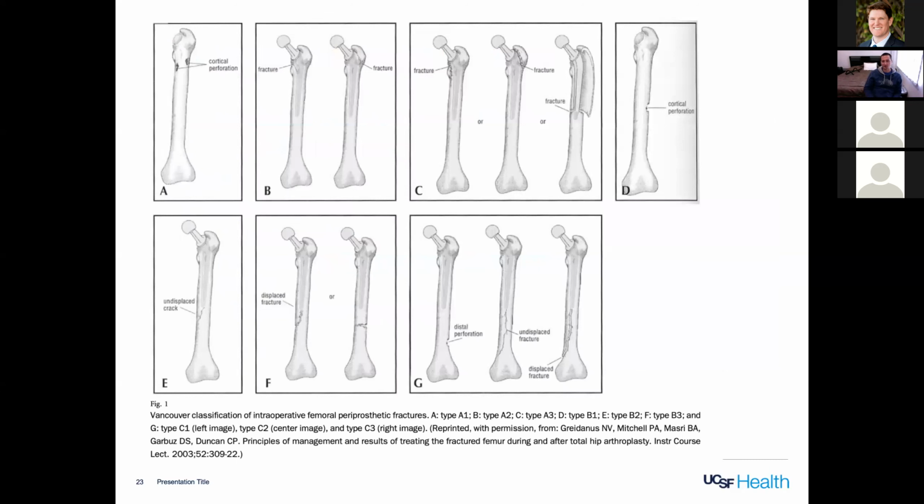So there is a Vancouver classification for intraoperative femoral fractures. I don't necessarily suggest memorizing this because I don't think it's actually that helpful. I think it's a little bit more intuitive in terms of what you have to do for the fracture, but there is that classification.